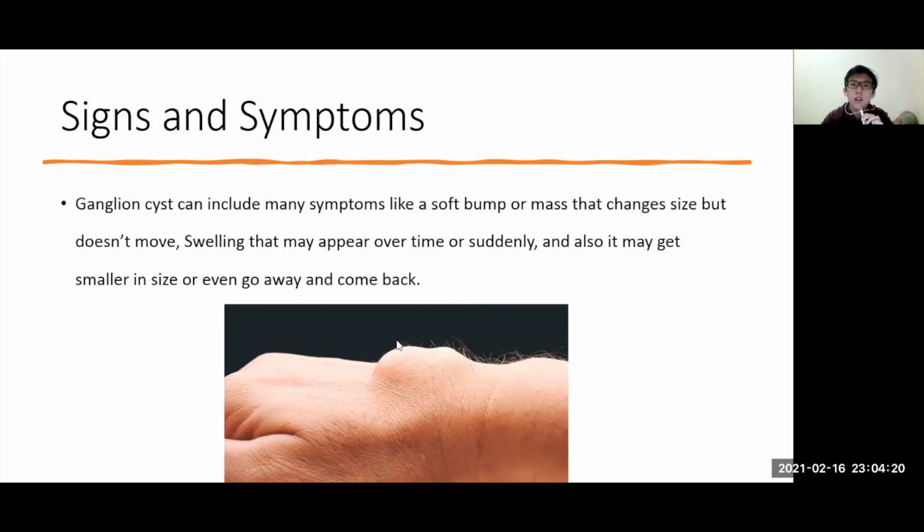Pain caused by ganglion cyst may be chronic and get worse with joint movement. When the cyst is connected to a tendon, you may feel a sense of weakness in the affected finger.